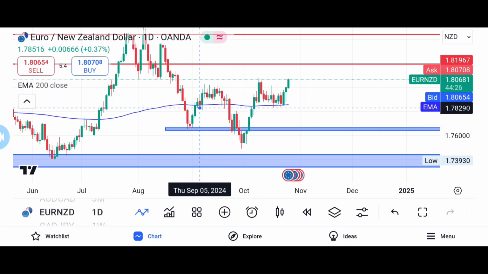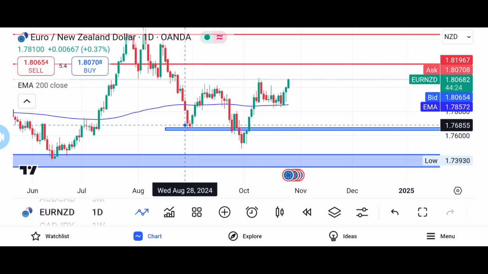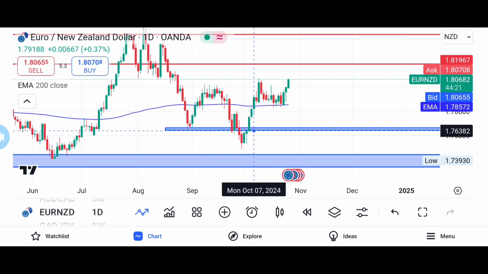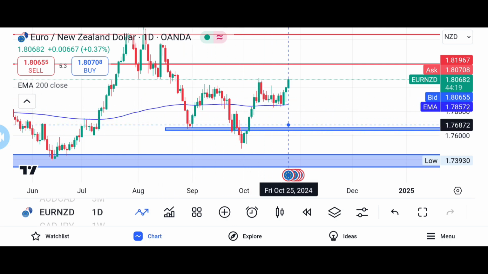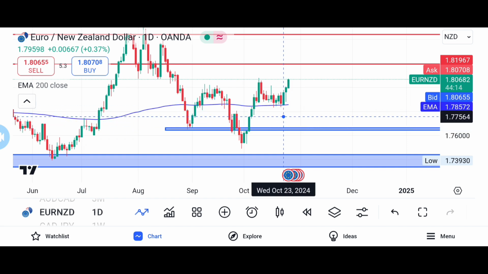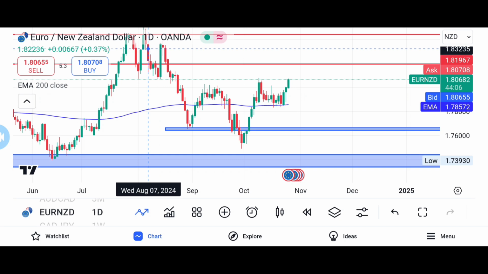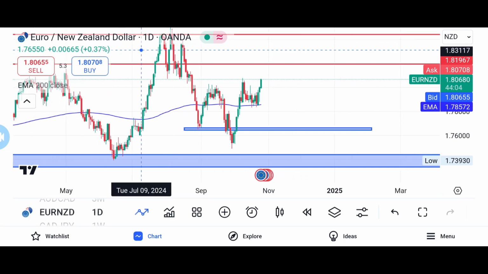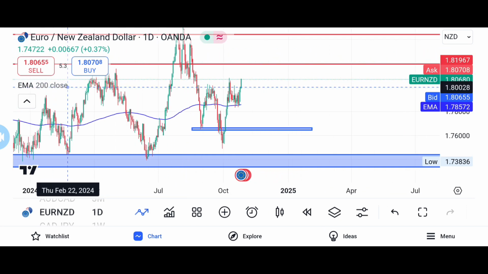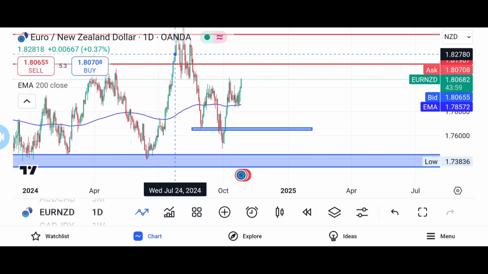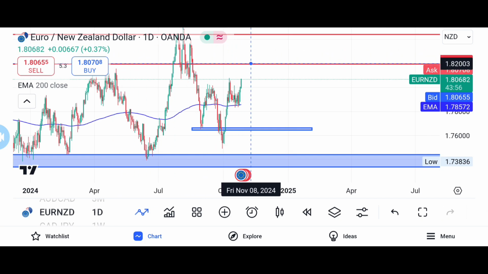This is an inverse head and shoulder. This is the shoulder, the head, and then we are yet to form a left shoulder. I repeat, we are yet to form a left shoulder in the inverse head and shoulder. Are we together? Remember, above here we have a right shoulder, head. We are yet to form a left shoulder.